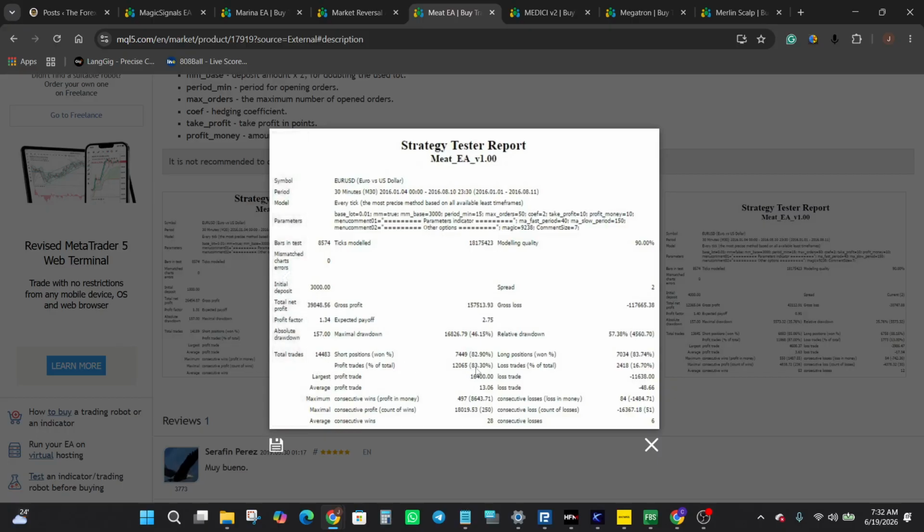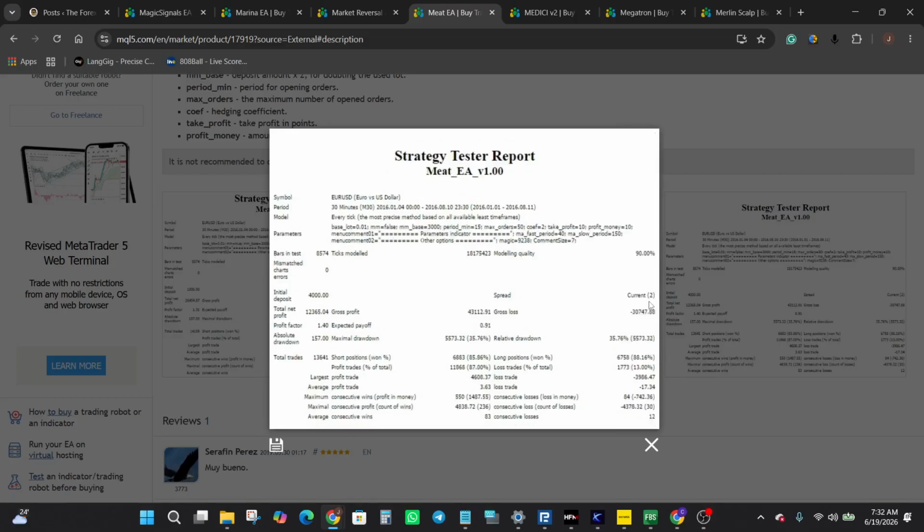14,483 trades were taken, out of which 12,065 were profitable, and that gave us an 83.3% win rate. Here again, the risk to reward ratio is bad because the average loss is bigger than the average profit. All right. And then here we have another report with $4,000.